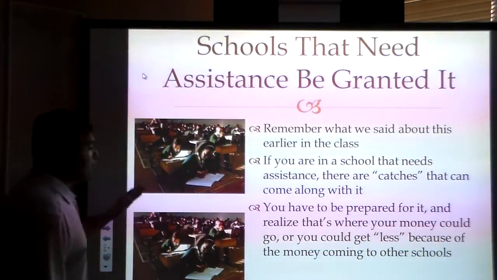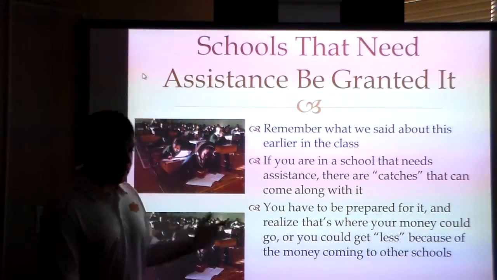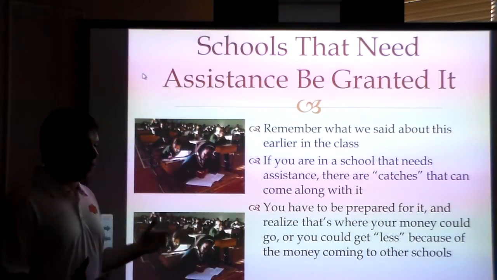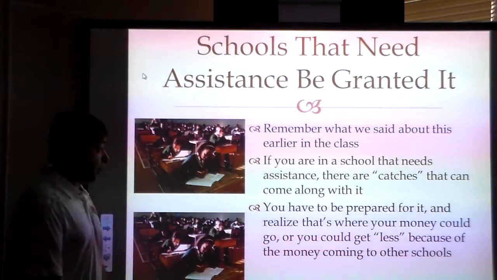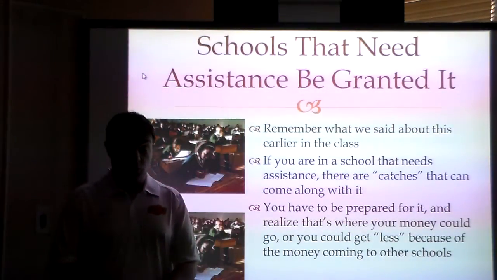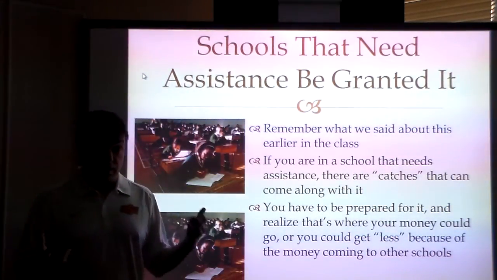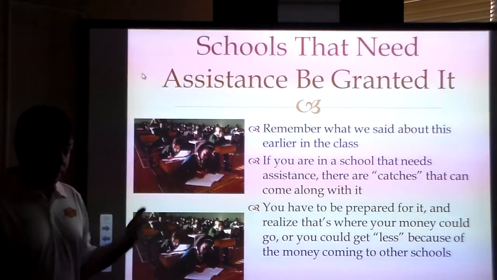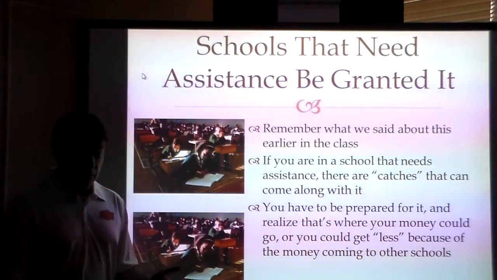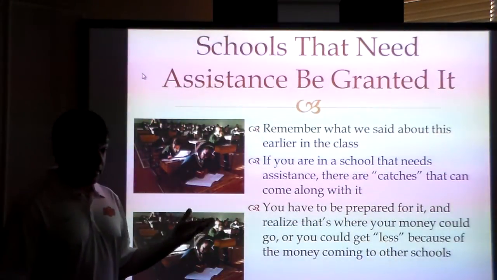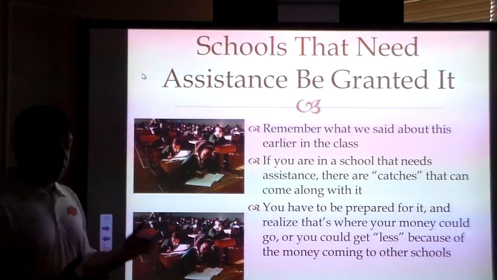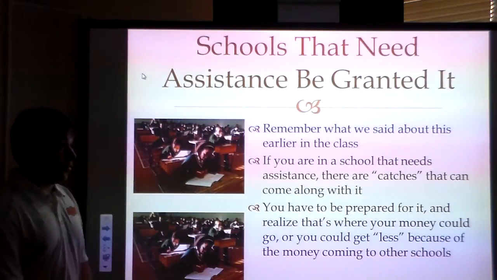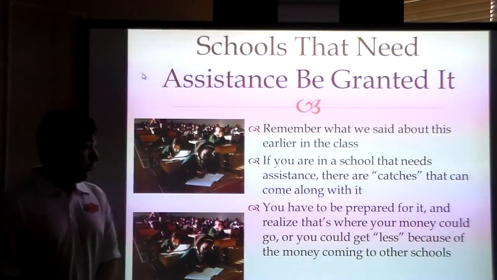So if you need assistance, there are catches that come with it. If you're getting money from the federal government, that's great, but that also means that you have to change your programming for it. The example that I gave you earlier in class was what I experienced with Success for All. Success for All is a pre-scripted program where the teachers basically read off of a script, and they get federal funding for it, but it doesn't leave any autonomy and innovation in teaching. So that was kind of a catch that came with the assistance that the district got.